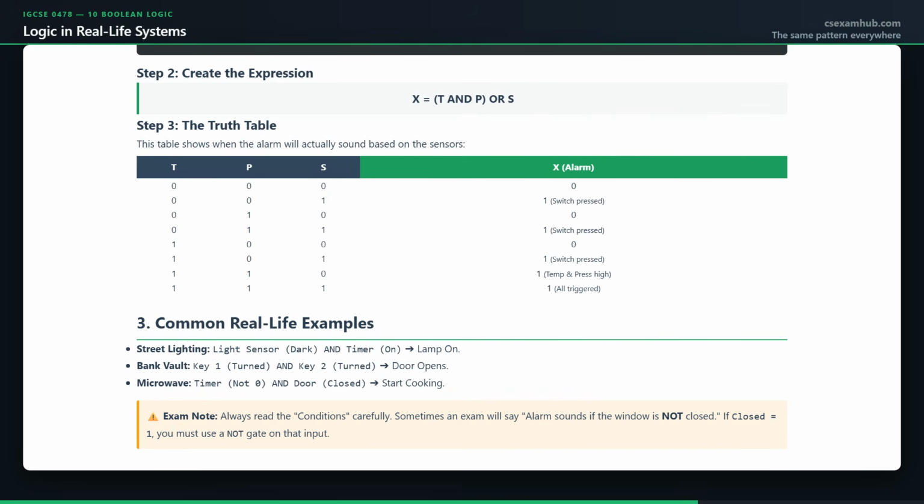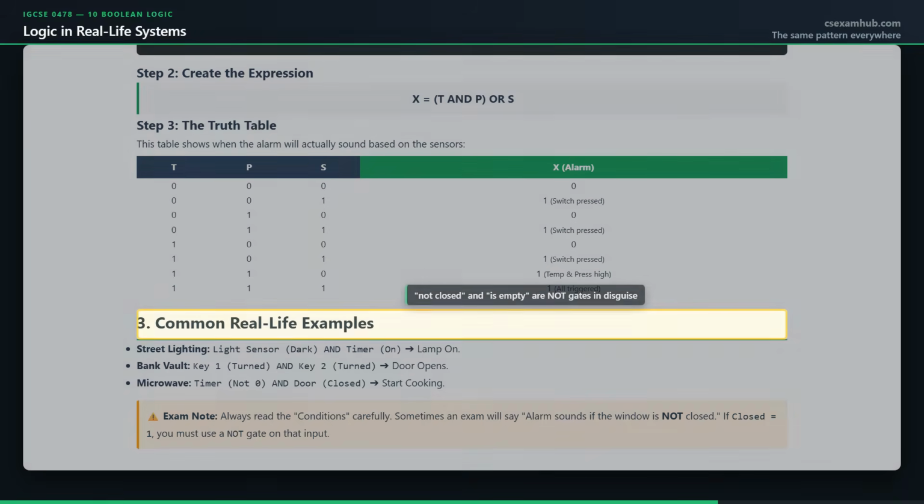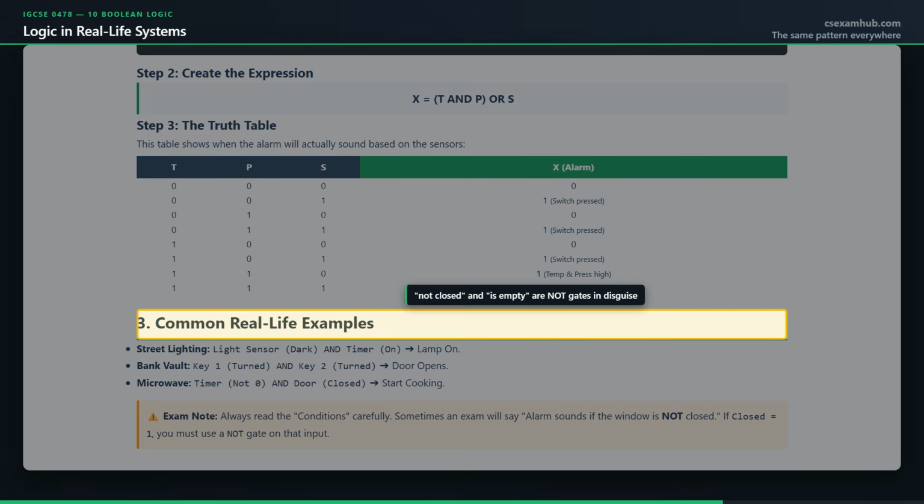A street light comes on when the light sensor says it is dark, and the timer says the lamp is enabled. 2 conditions joined by AND. A bank vault opens when key 1 is turned and key 2 is turned, which is AND again, and deliberately so, since the whole point is that no single person can open it alone. A microwave starts when the timer is not at 0 and the door is closed. Notice that last one contains a not hidden in the word not, and if the sensor reports 1 for a timer at 0, you would need a not gate on that input.